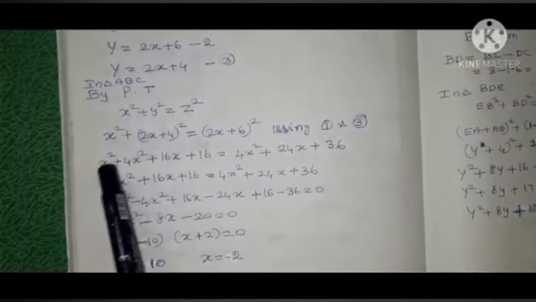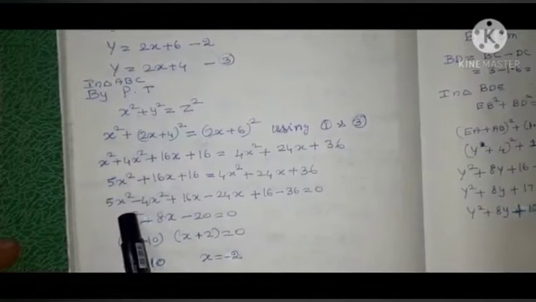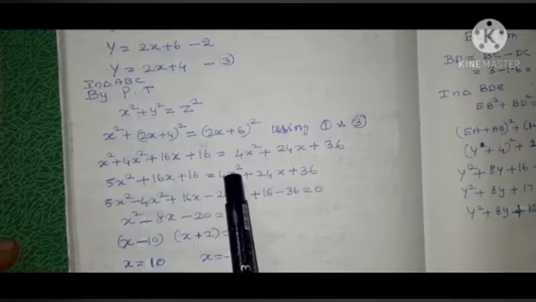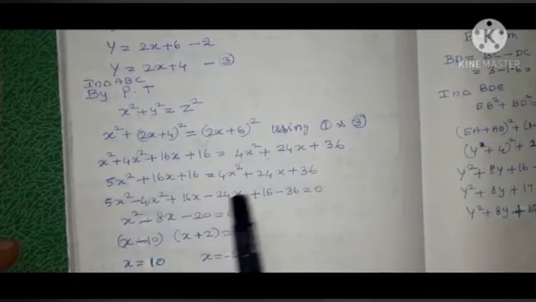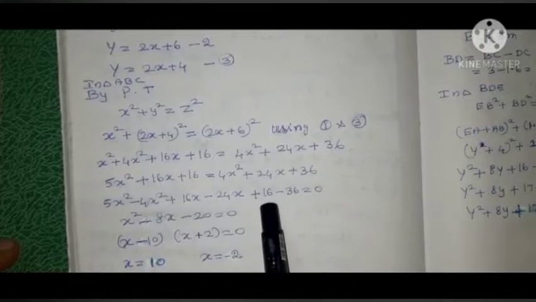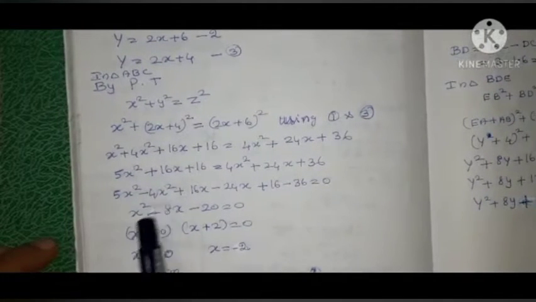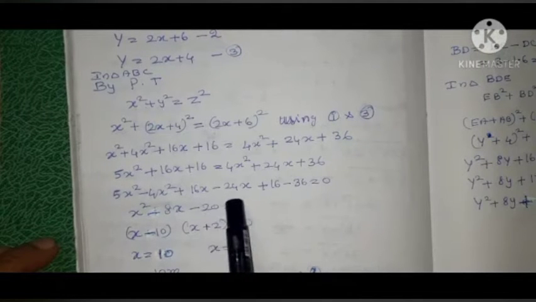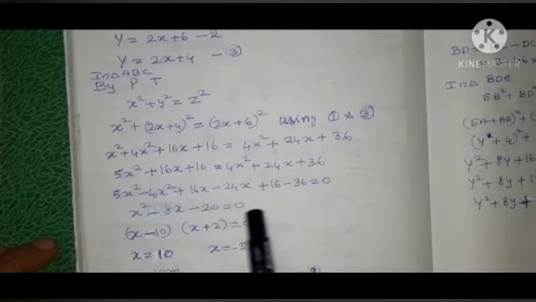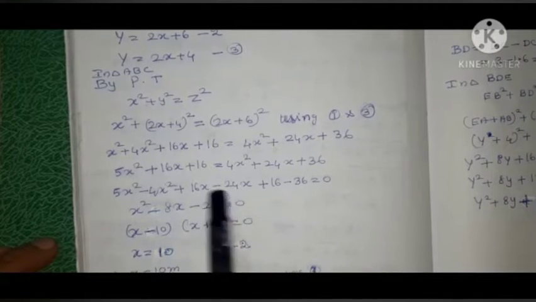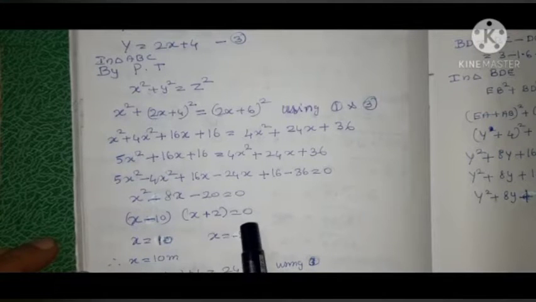Then x square plus 4x square is 5x square, plus 16x plus 16, 5x square minus 4x square plus 16x minus 24x plus 16 minus 36 is equal to 0. So 5x square minus 4x square is x square, minus 16x minus 24x is minus 8x, plus 16 minus 36 is minus 20, equal to 0. Factorize this, we get x minus 10 into x plus 2 is equal to 0.